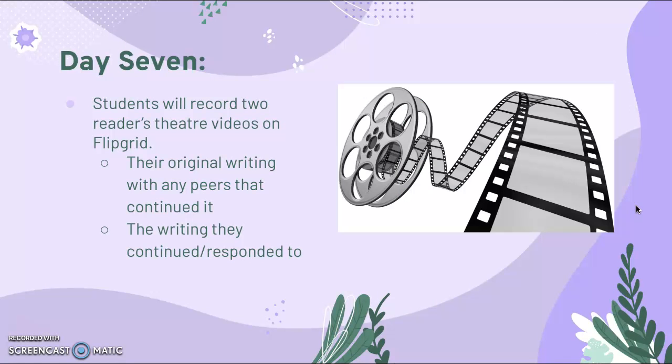Finally, on day 7, students are going to record 2 Reader's Theater videos on Flipgrid. So it's going to be their original writing, the one that they started, along with any peers that continued it. And because of that, they will need to be on the Flipgrid Reader's Theater video for the one that they continued or responded to.